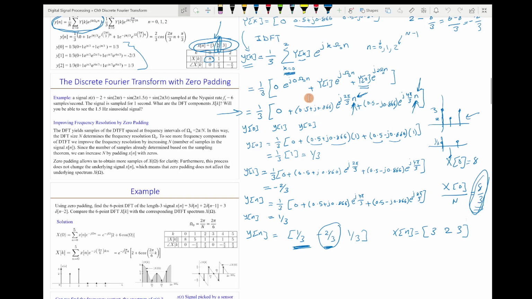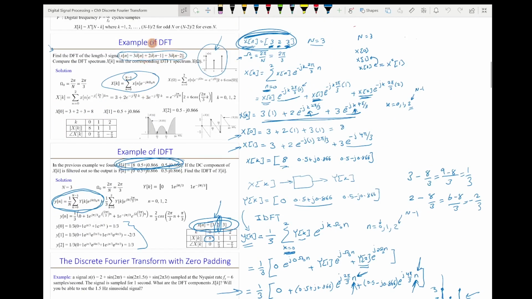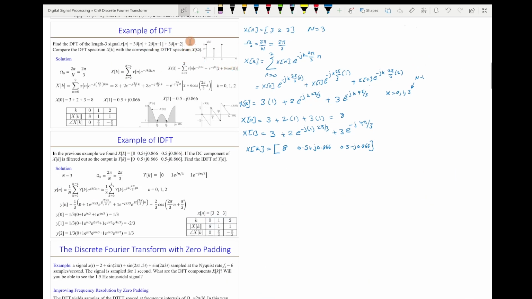Okay, let us go back to this example where we find the discrete Fourier transform. So we started with x of n, which is this one. But first, let me clean up just to highlight some other point. Okay, so in this problem, we had x of n, and we used the discrete Fourier transform to find x of k. And we found x of k to be this one.